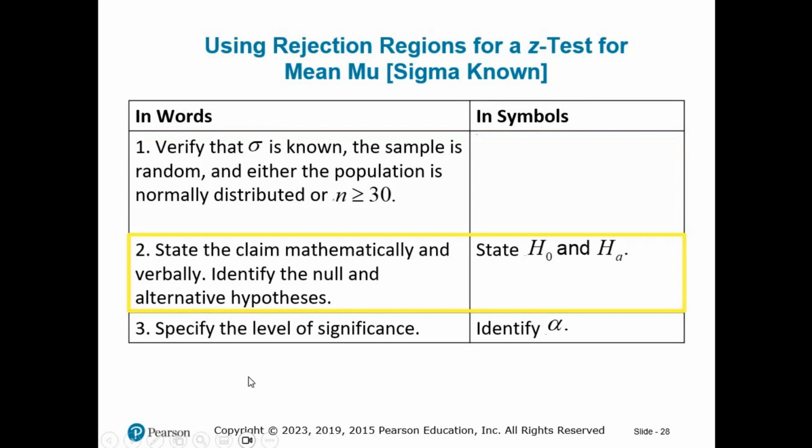Next, we need to come up with our null and alternative hypothesis. We've talked about how to do this. You start with whichever one represents the claim, and remember it can be either one. If it's an expression that has an equality statement in it, less than or equal to, or greater than or equal to, it will be in the null hypothesis. If it's an inequality, it will go in the alternative hypothesis. Next, specify the level of significance, identify our alpha, and we need to have that in decimal form.